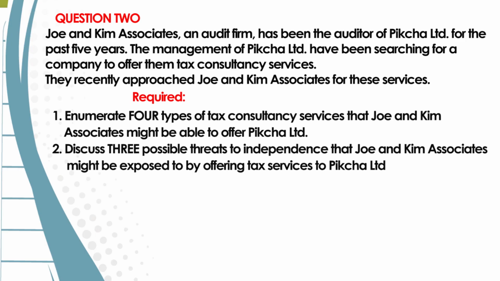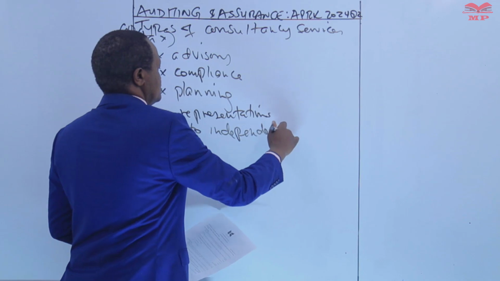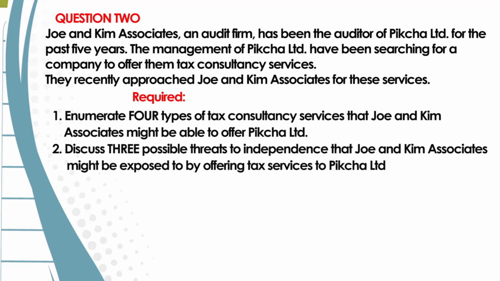Roman 2, we are to discuss threats to independence. So candidates, you have to understand the question. Possible threats to independence that Joe and Kim Associates might be exposed to by offering tax services to Pitcher Limited. Now you will recall that Joe and Kim are the auditors of Pitcher Limited, and they have been approached by the company to come and offer tax services. So the question is, what are the possible threats to independence?